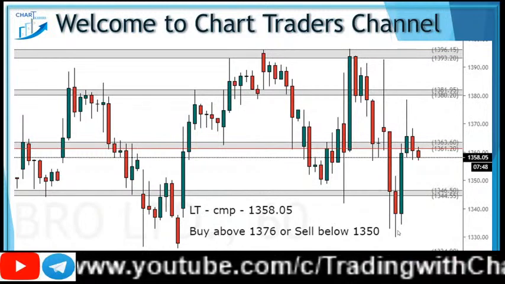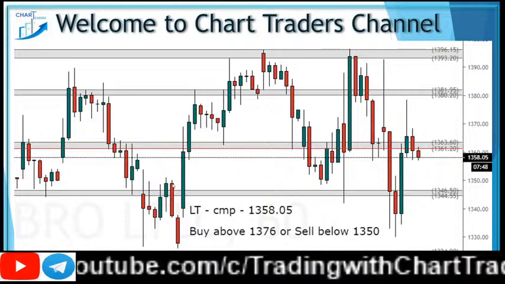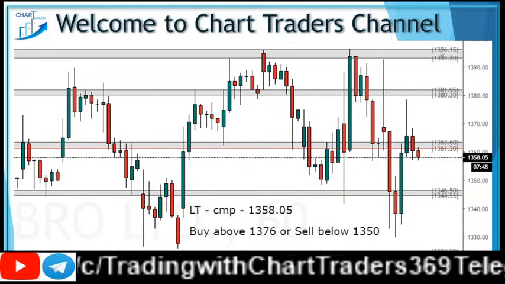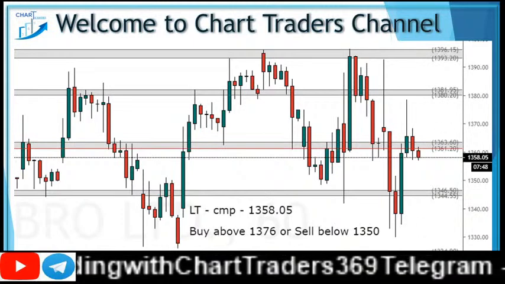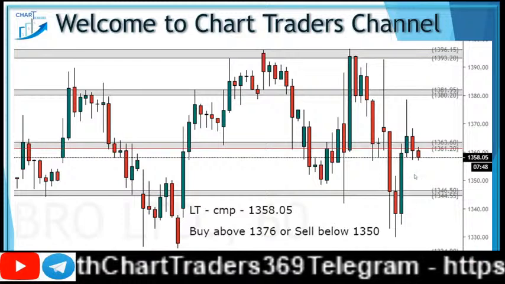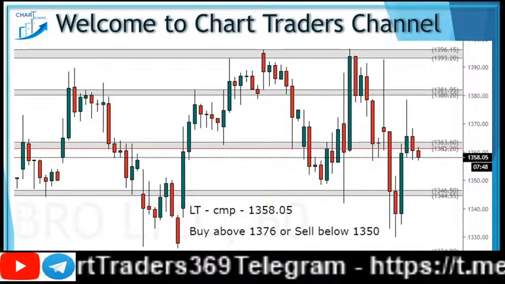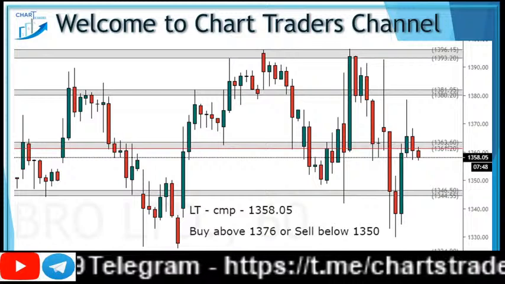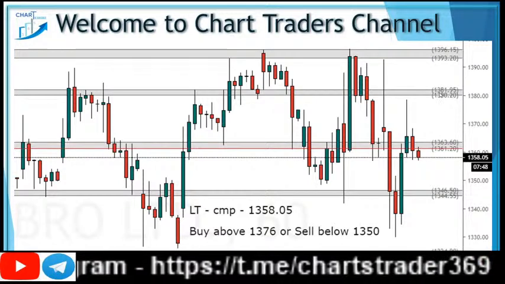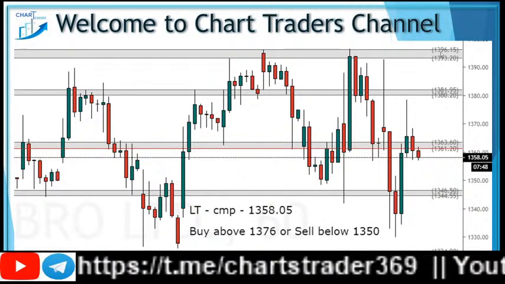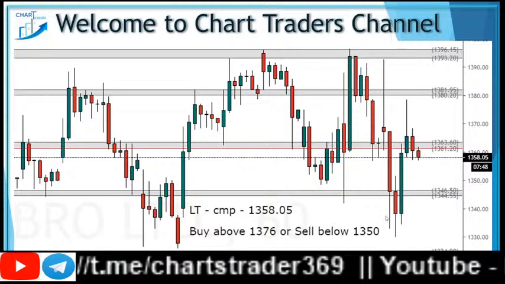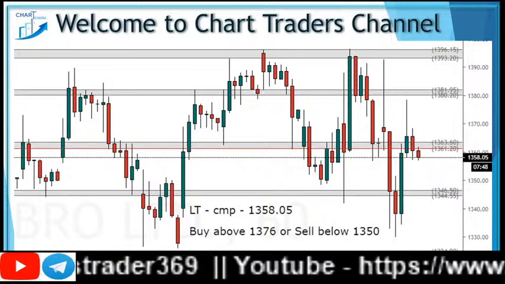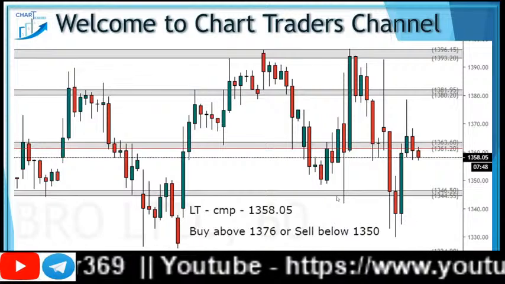Looking at the L&T chart, L&T has been moving sideways for a long time. It's moving in this range, 1395 levels to 1324 levels. If it breaks the resistance at 1363 levels, it can move further to 1380 and can also reach 1396 levels. If it falls below 1350, we can see a downfall. If it breaks 1320, you can see more profit booking in L&T.